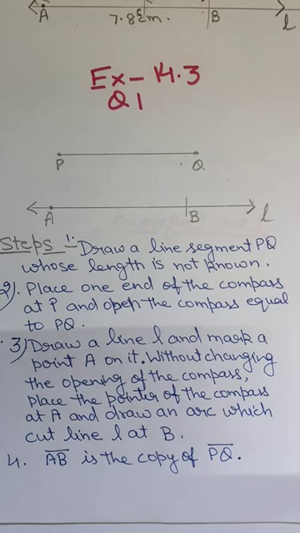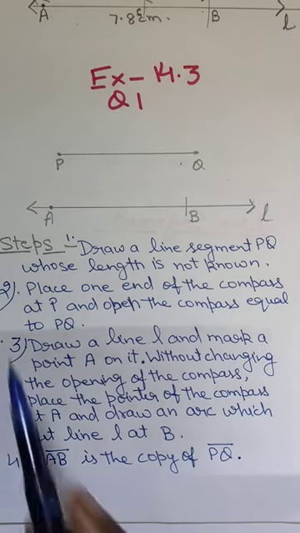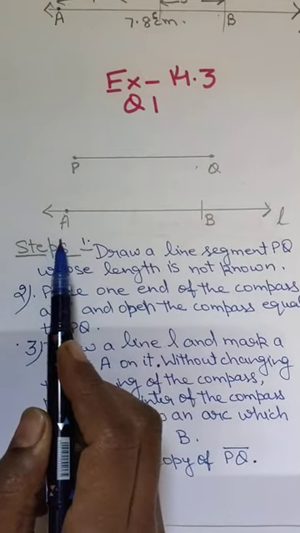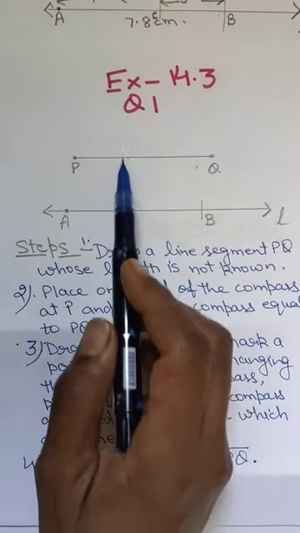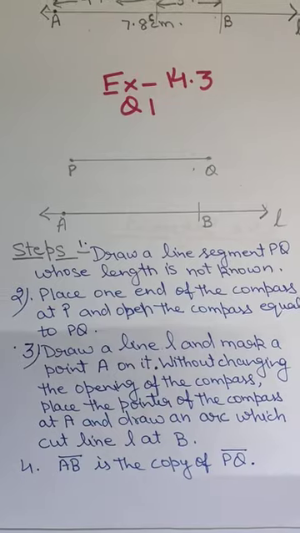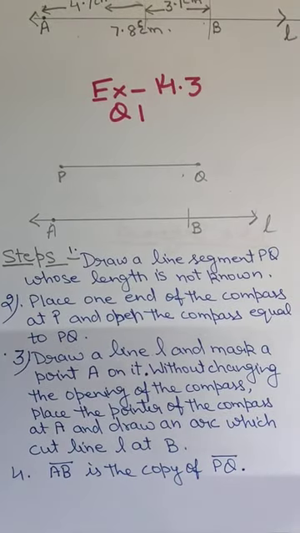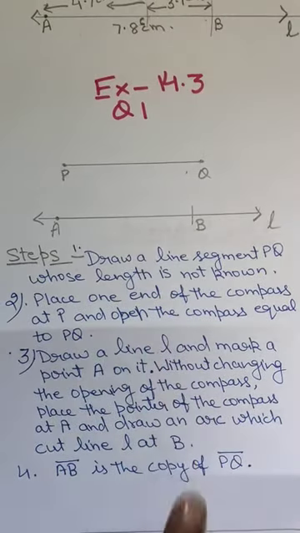Again I am saying, if the word construct is there, then you need to write down these steps. Otherwise you need to make the figure only. In the question, it says: draw any line segment PQ without measuring PQ. Construct a copy of PQ. See, the word construct is there, so we need to write down all the steps of construction also.